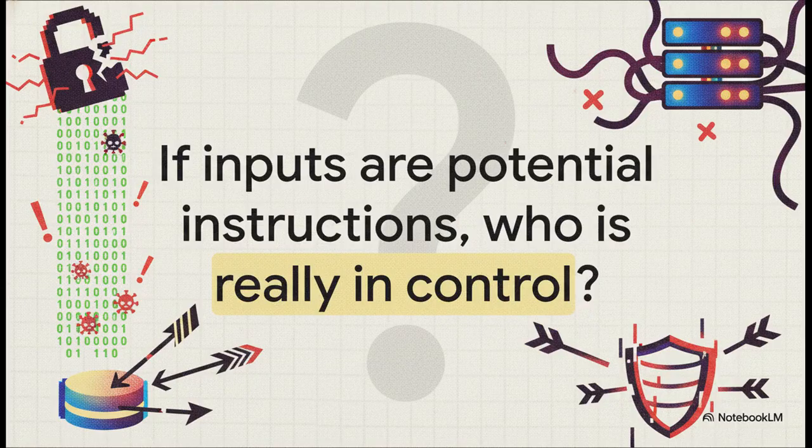And that really brings us to the final, most important thought I want to leave you with. If the input your application receives isn't just data, but could actually be a set of instructions, then who is really in control of your application? You or the attacker? The fundamental mindset shift for backend security is to treat all input, every single piece of it, as untrusted and potentially malicious. The moment you stop seeing user input as simple data and start seeing it as potential commands, that's the moment you begin to build a truly secure application.